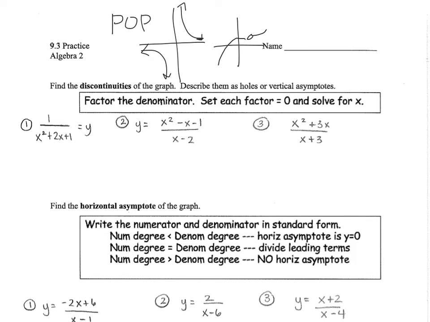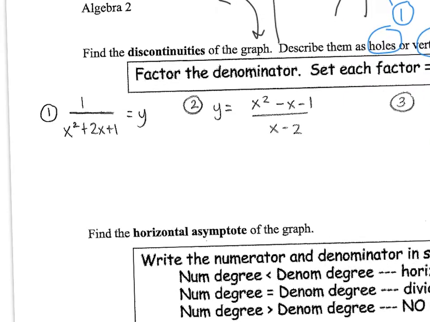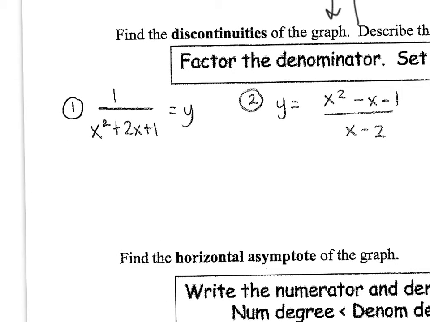So to find a hole, it's literally a hole in the function, it's an open circle. What you need to do is look for a common factor on the top and on the bottom. And holes always take precedence over vertical asymptotes. So first you check for holes and then you check for vertical asymptotes. So to do that, what you need to do is factor.